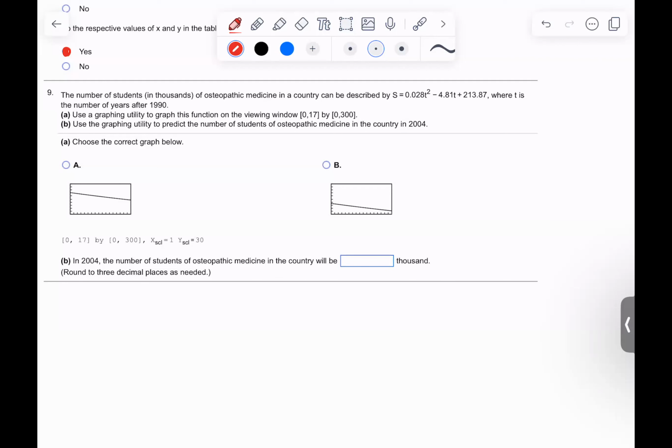Using a graphing utility, I'm going to use our calculator to graph this function on a viewing window of 0 to 17 in the x direction and 0 to 300 in the y. Use the graphing utility to predict the number of students of osteopathic medicine in the country in 2024. And I'm going to use the table to figure that out. All right, so let's get this thing graphed.